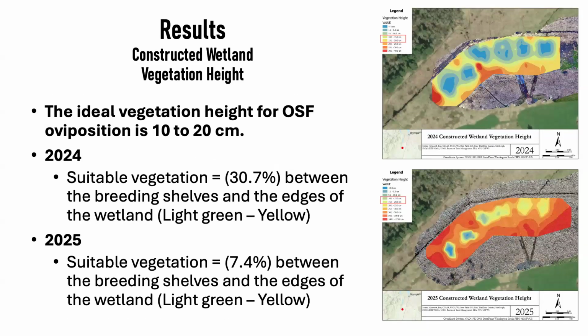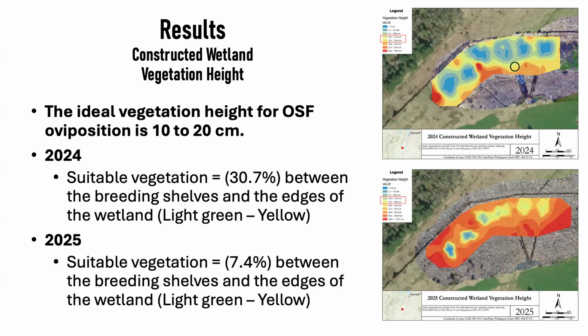Okay, so the next variable we're going to talk about is vegetation height. And as a reminder, ideal vegetation height is 10 to 20 centimeters, with 15 centimeters kind of being the sweet spot. So in 2024, we're looking at the top map again here. Suitable vegetation was 30.7%, so about 30% of the wetland. And that existed between the breeding shelves and the edges of the wetland. So it's in that light green and yellow color. And you can see it's quite a significant amount of the area.